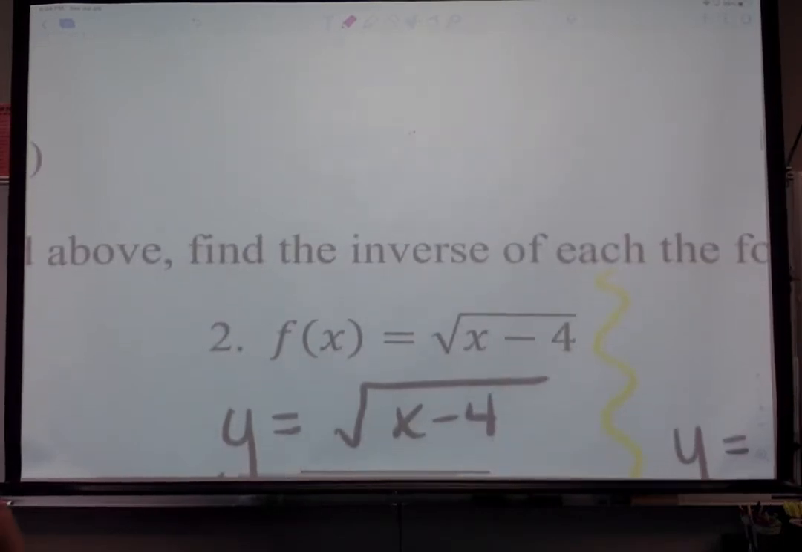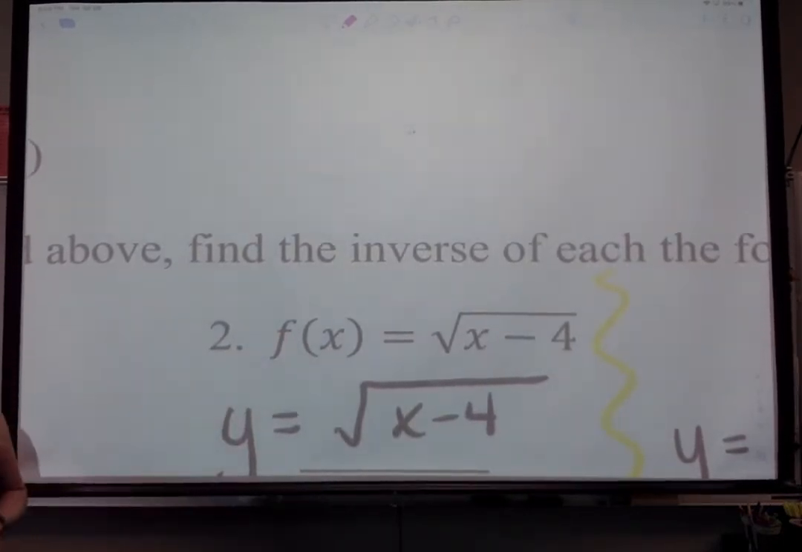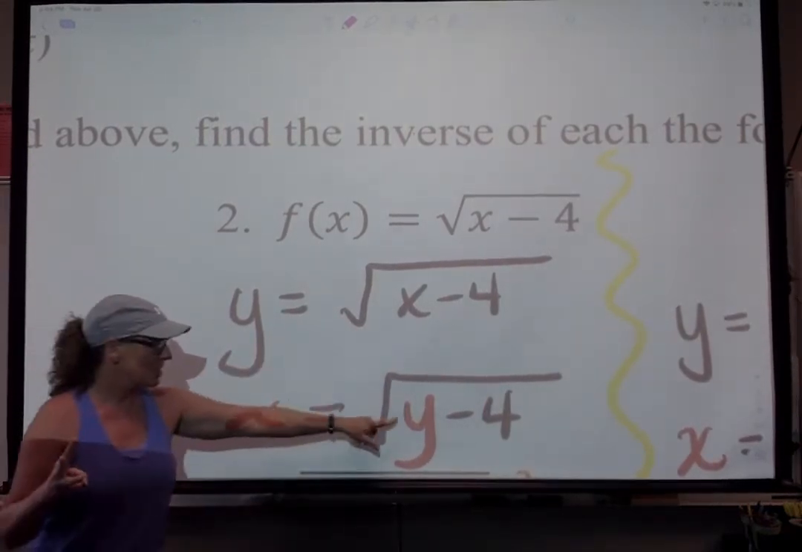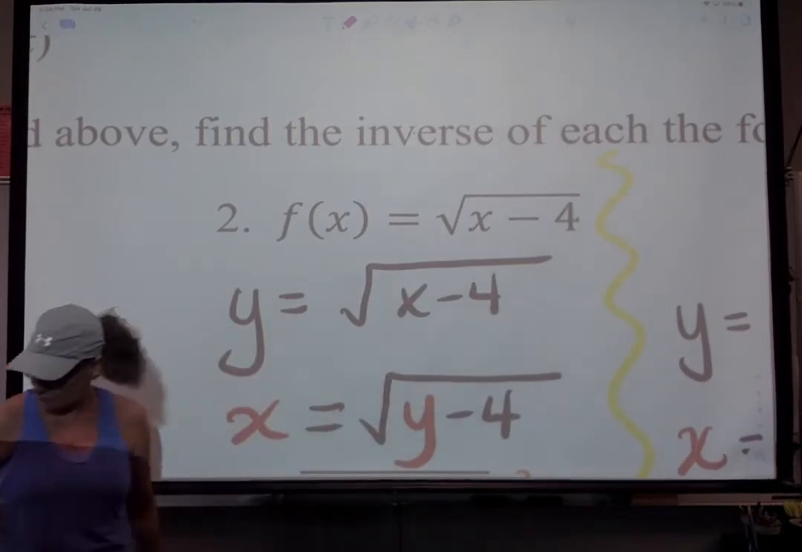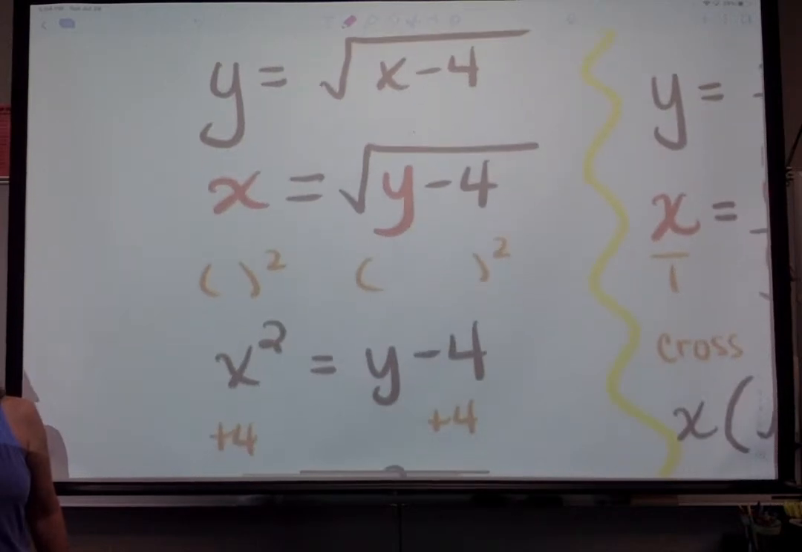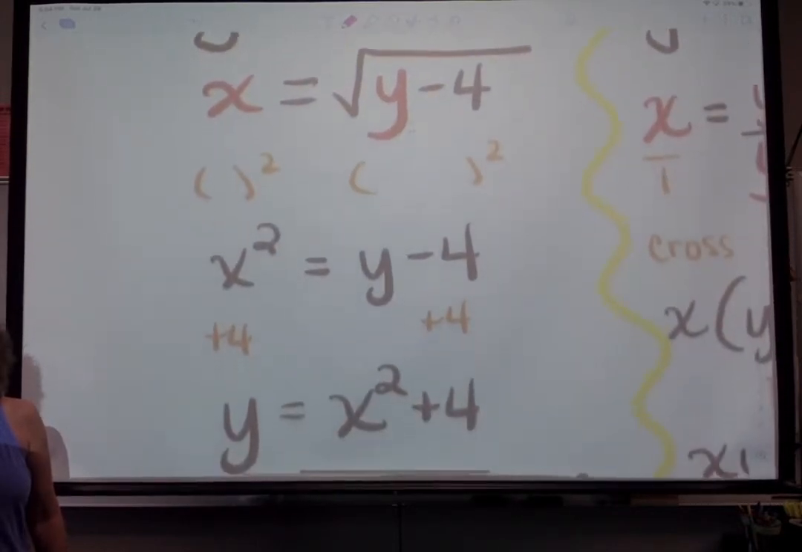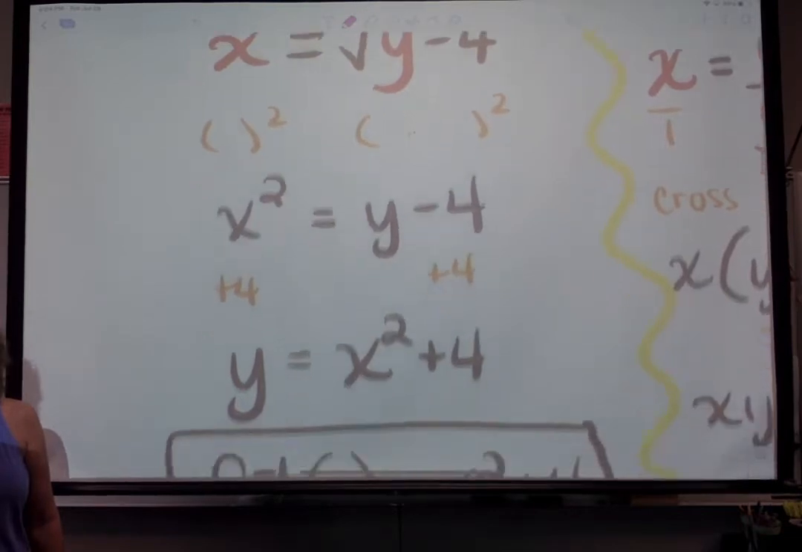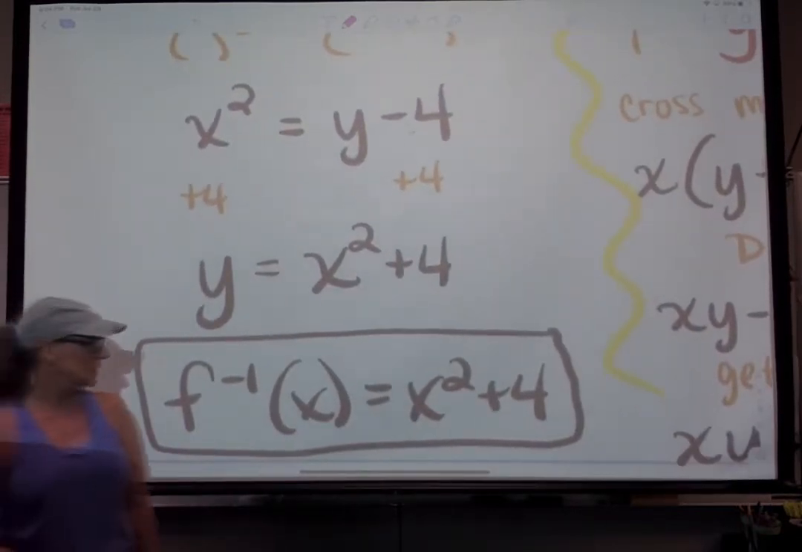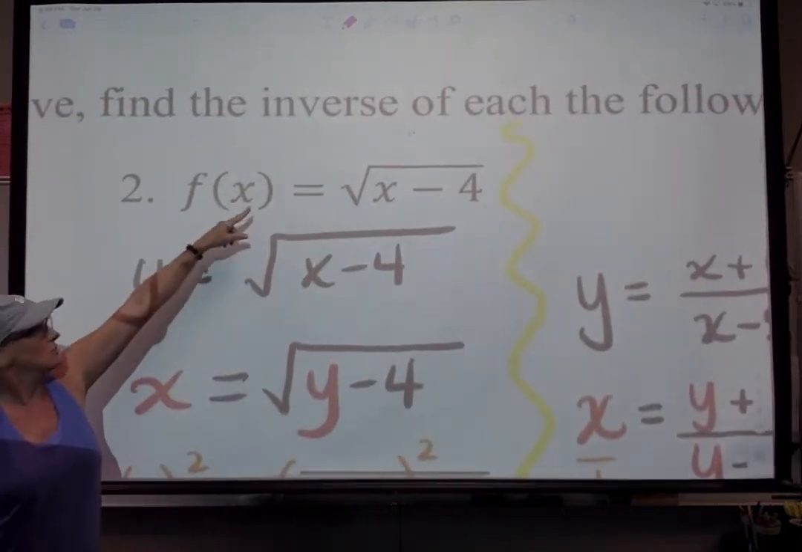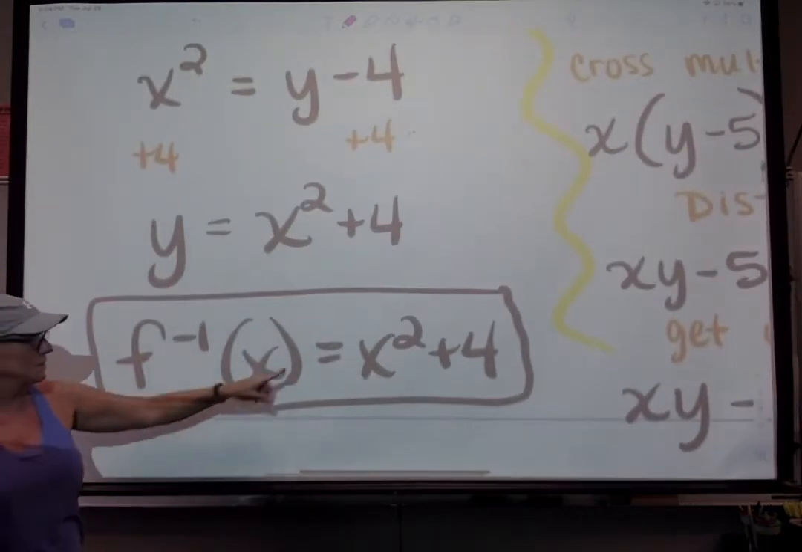Number two, step one, replace that with a y. So easy. Step two, swap your x and your y variables. Step three, solve for y. I squared both sides and added 4. There's my y equals. Change it to function notation labeled as an inverse. This was the original. This is its inverse.